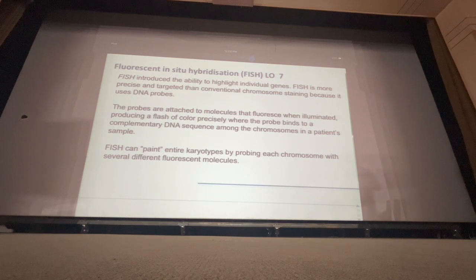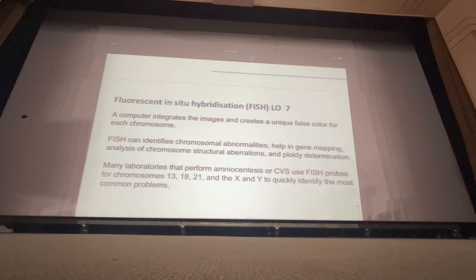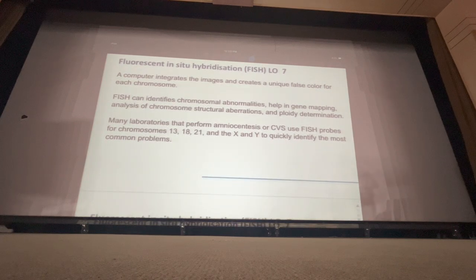The probes are attached to molecules that fluoresce when illuminated, and they produce a flash of color precisely where the probes bind to the complement. Fluorescent material, when excited with ultraviolet light, usually gives color. So we call it FISH, or fluorescent in situ hybridization. This can paint the entire karyotype, coloring each chromosome with several different fluorescent molecules. A computer integrates the image and creates a unique false color for each chromosome.